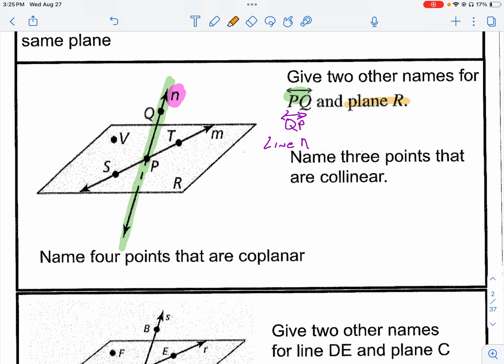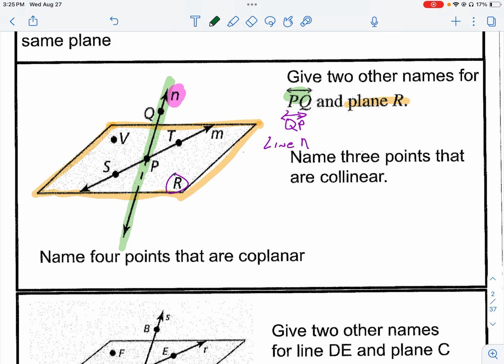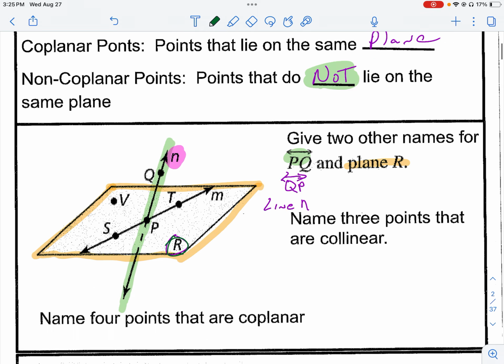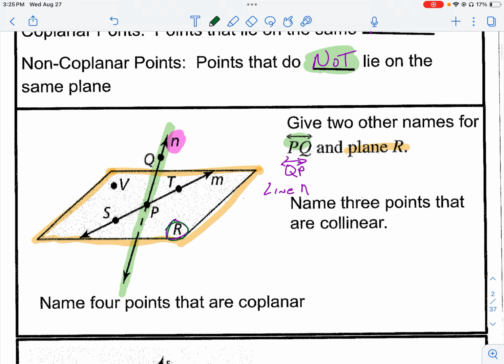Let's look at plane R. Let's find 2 more names for plane R. So this box here, this flat surface, is going to be plane R. And here's our R. Now let's even switch colors. Go to green. Here's our R. Now, if we go ahead and look back, we know we need 3 non-collinear points to name a plane. So we're going to call it plane, because it is, and we need 3 points not on the same line.